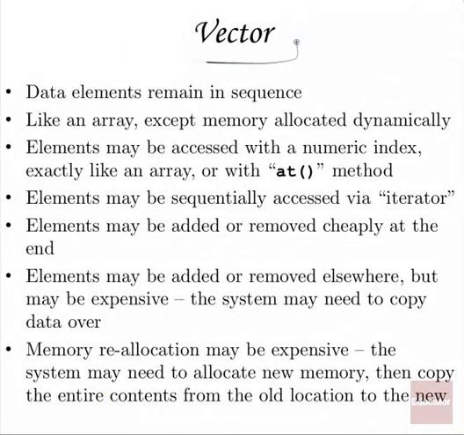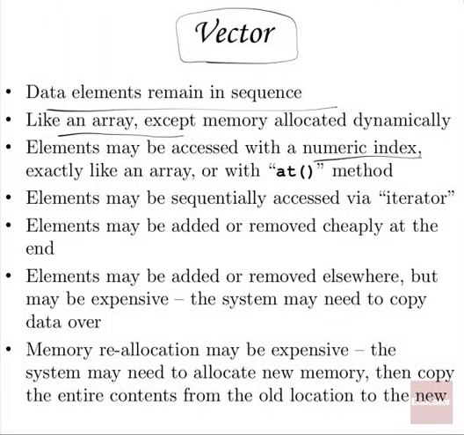All right, so here we're going to talk about vectors. The elements are in, like an array, they're in a sequence. Once they're in that sequence, they will stay in that sequence unless you programmatically decide to change things around. So it's just like an array, except the memory is allocated dynamically. Now, the elements may be accessed with a numeric index, exactly like an array, or you can call the at method.